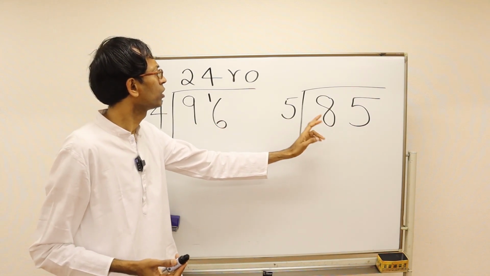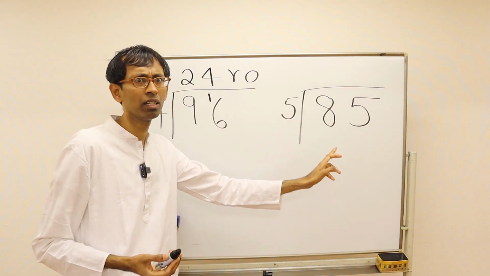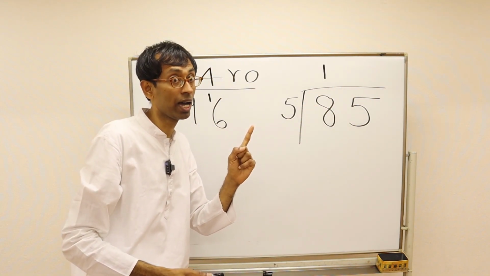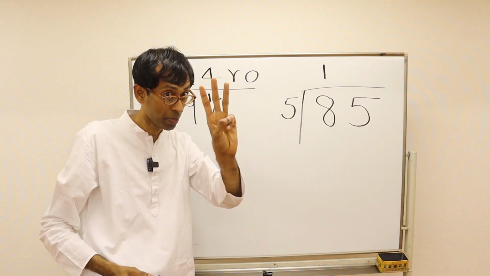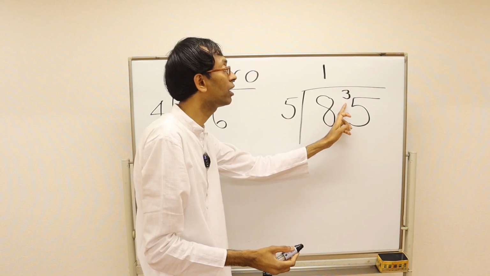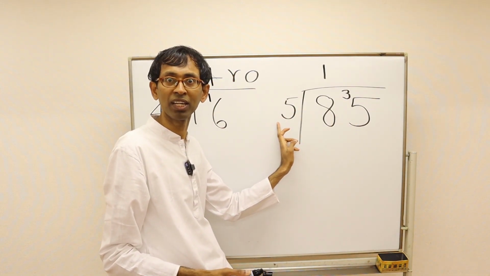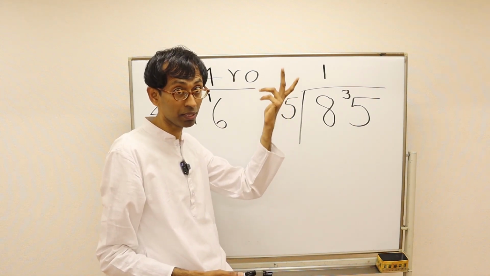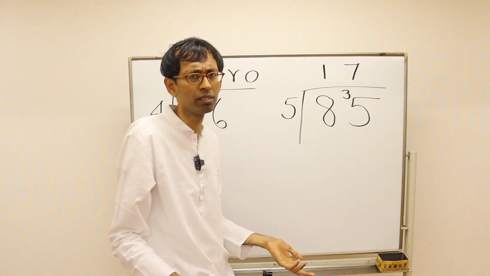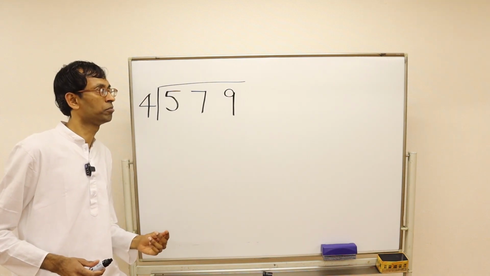How about here? So 8 divided by 5. How many 5s are there in 8? There is only 1 5. If you take away that 5, still there is 3 remaining. We write this 3 here and make this 35. And 35 divided by 5 is how much? 5 7s are 35, you know. So you write a 7 here and there is no remainder. Answer is 17.